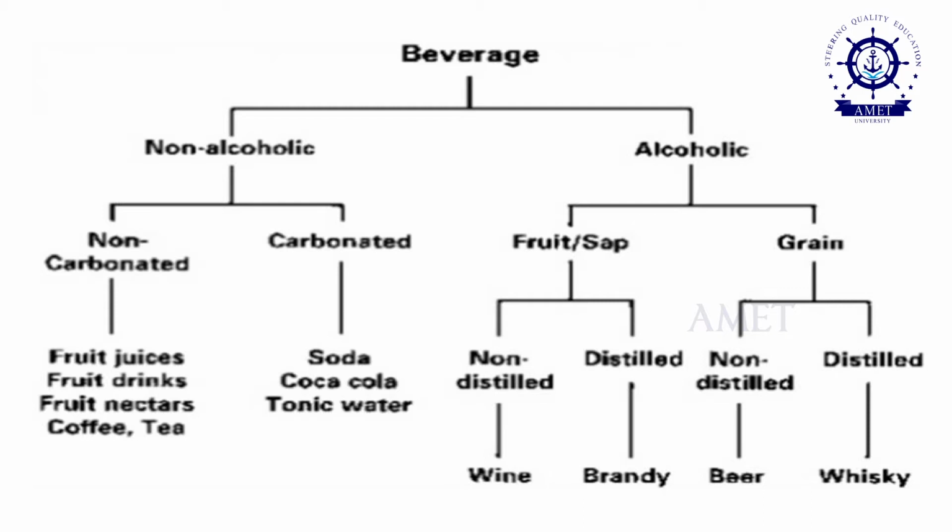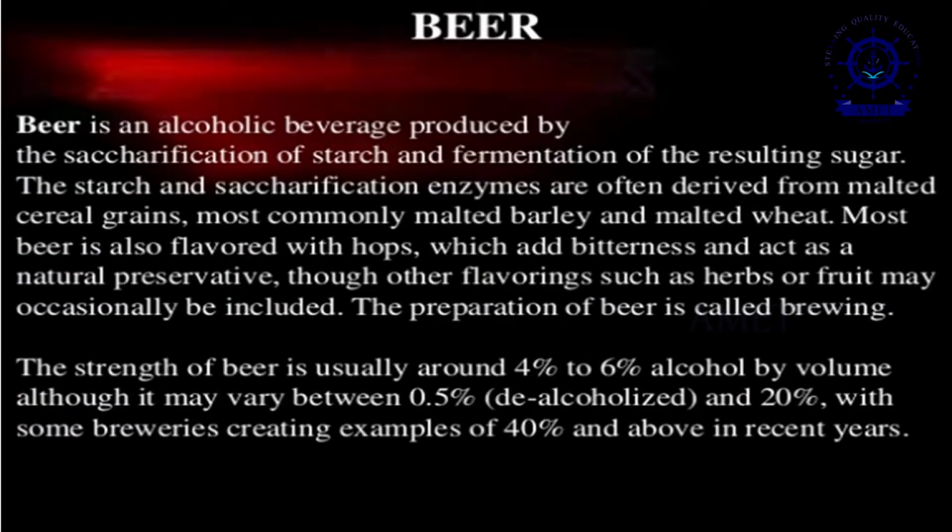So moving on to grains. In grains, only grains like rye, oats, rice and wheat are the grains from which they can get alcohol. For example, beer is one thing which is made using grains, and the next one is whiskey. Whiskey is also prepared from ingredients like grains. So the title today is on beer.